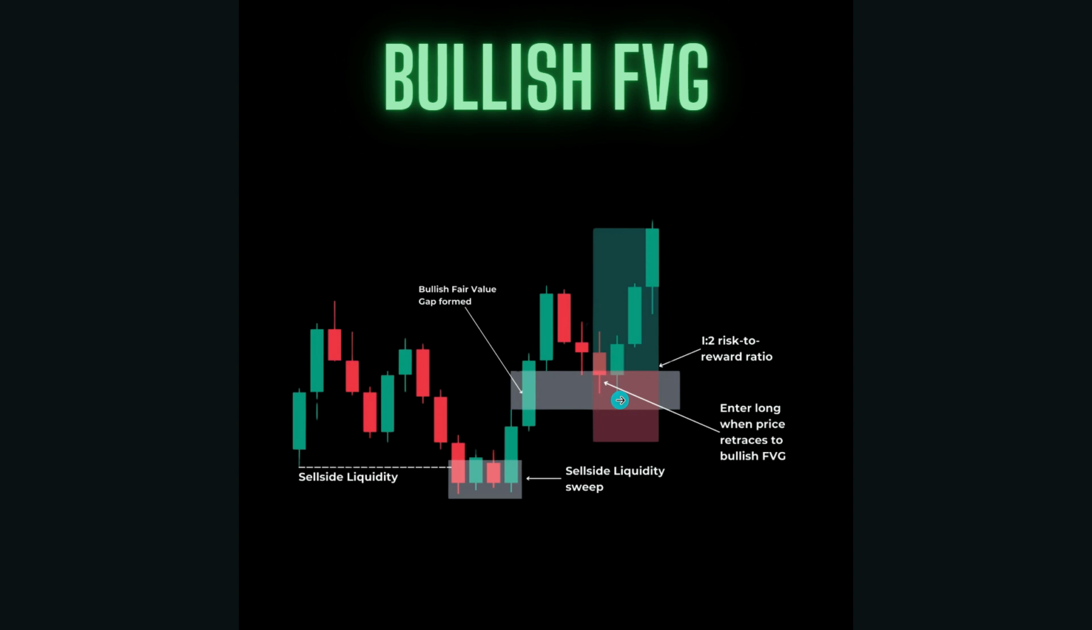And whenever it enters this box, that's where you want to go ahead and take your entry. So this thing says a 1 to 2 risk reward, but really it could be a 1 to 3, 1 to 4. What I've seen on this strategy in particular is some of the risk to rewards can be crazy, like 1 to 5, 1 to 6. This thing can run if you catch it right.